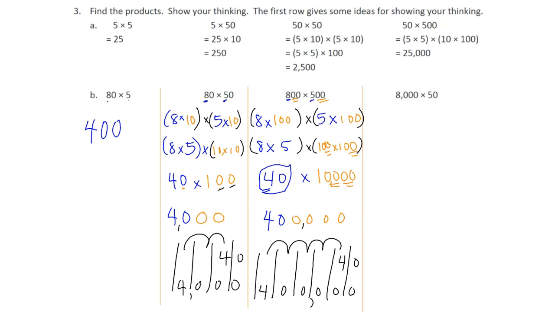Last but not least, looking at 3 here, we have 8,000 times 50. So we have an 8 and a 5. I'm going to skip this first step. Let's go ahead and get those numbers together. So I have 8 times 5. Then I'm going to say, well, this is 8 in the thousands place. And this is 5 in the tens place.